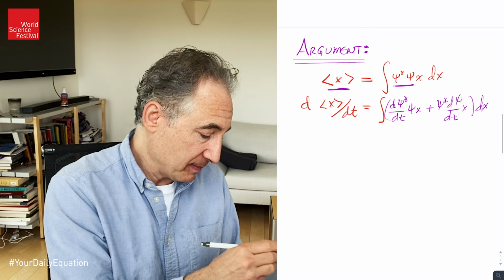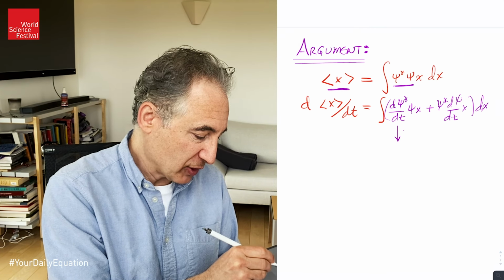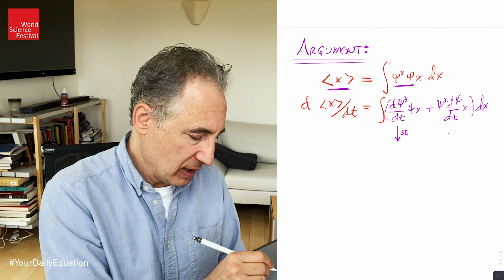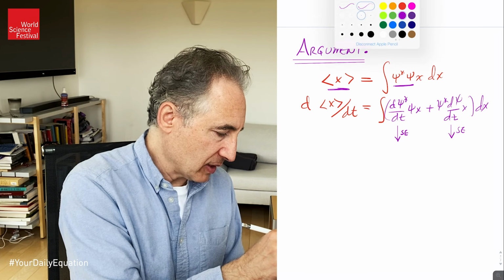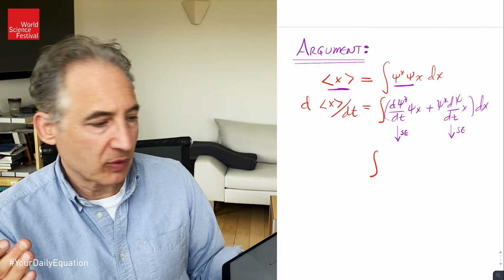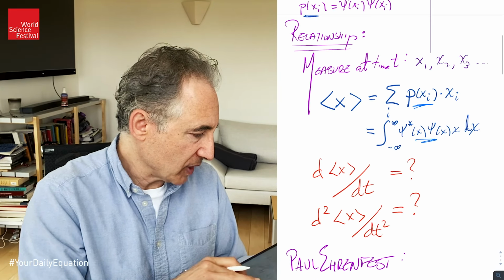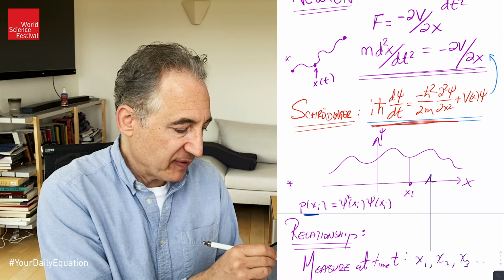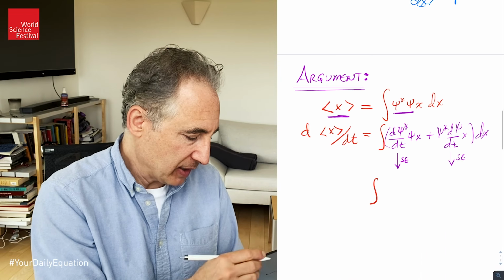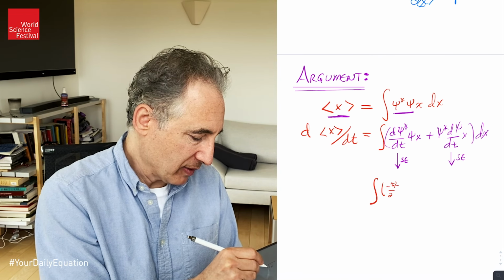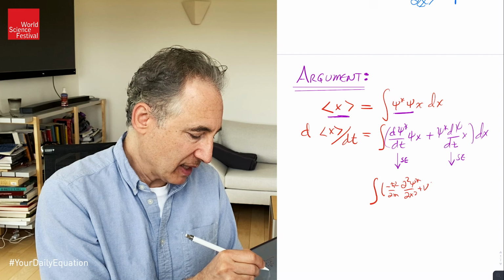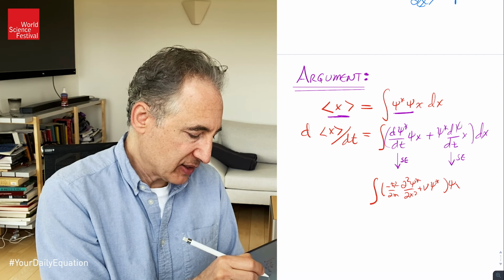And what I then do is simply use Schrödinger's equation to substitute for d psi star dt, and Schrödinger's equation to substitute for d psi dt. So if I do that, I can write this out as the integral of, now we know the Schrödinger equation for psi from what I recorded back over here, but for psi star, all I need to do is take the complex conjugate of both sides of that equation. So I can plug in minus h bar squared over 2m d2 psi star dx squared plus v psi star, the potential is real, times psi x. That's my first term.